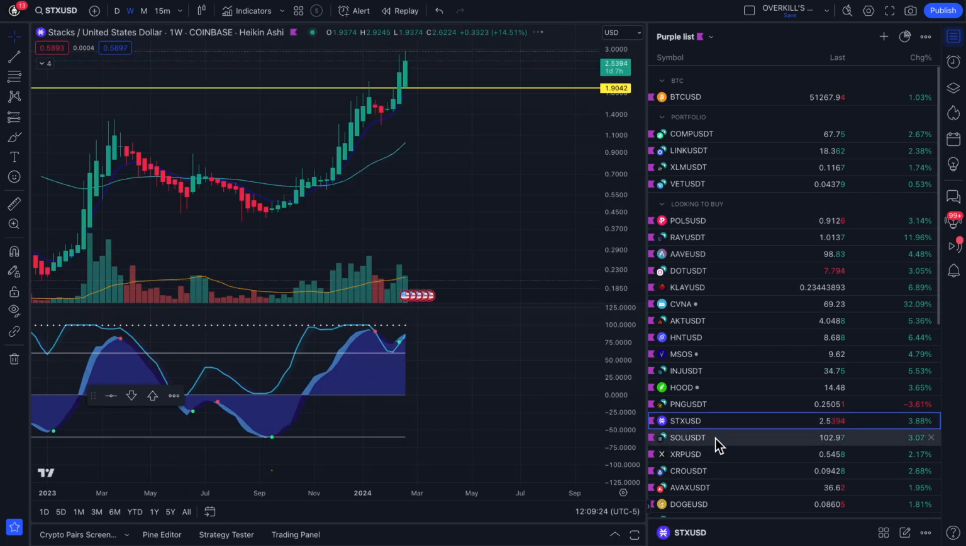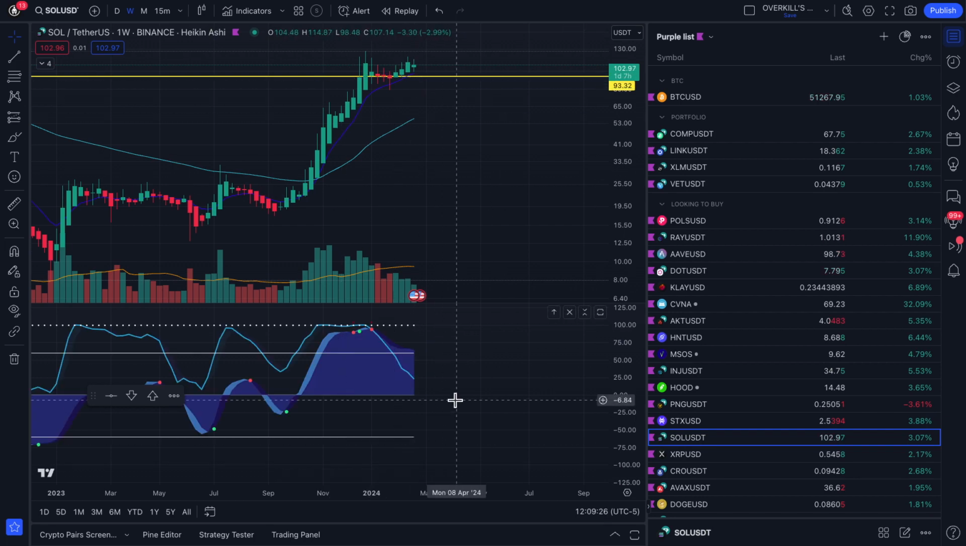Okay, Solana, the stochastic's getting pretty close here. This thing ain't moving. I mean, this is just strong here, folks. This could literally have a blow off top here.